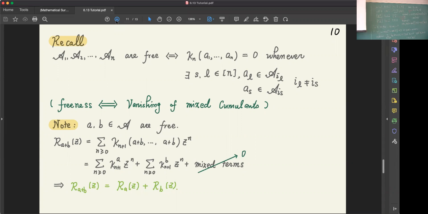So if A and B are free, we go back to the R transform. R of A plus B, we just write down as the definition this way. And about kappa n plus 1, we know it's multilinear, so it can be written by several terms. We have the term where all of them are A, another term where all of them are B, and the last, mixed terms where A and B are both present. But we know A and B are free, so all the mixed terms will disappear. So eventually, R of A plus B is nothing but R of A plus R of B. It's linear.